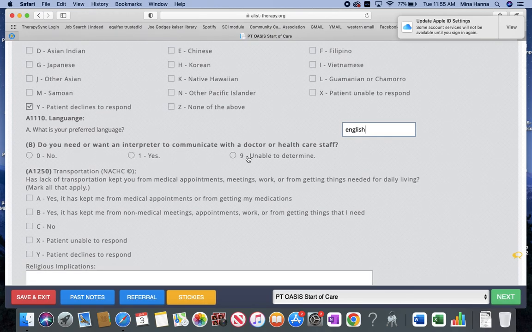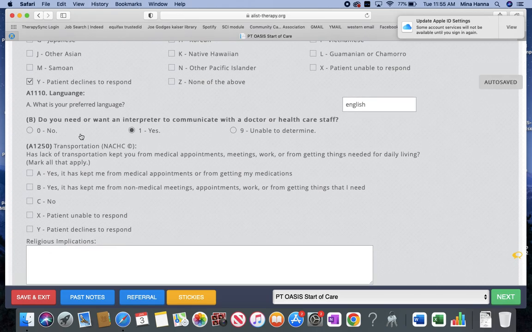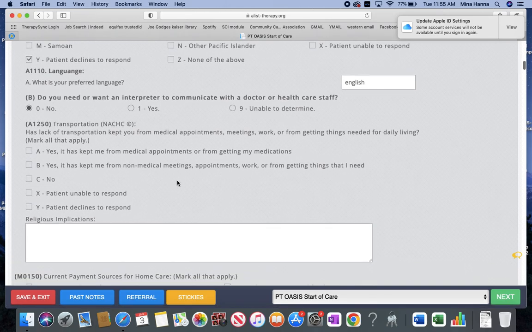Do they need an interpreter? You would say no, but of course, if they need to, you can put yes. But I would put no for most patients because more than likely you're not going to have an interpreter with those.